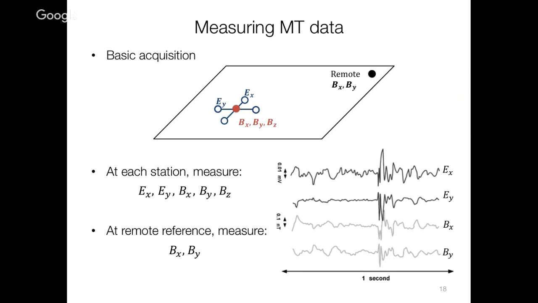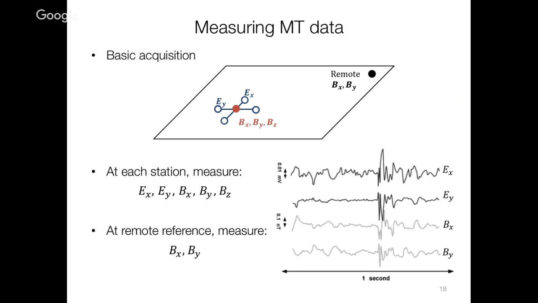Let's just talk briefly about measuring MT data. So the basic acquisition is something like this. You measure the E's and B's, and you'll have a remote reference. Remember, each station is just measuring a time series, right? So Ex, Ey, that's your time series. In this case, this happened to be a second, but over many hours. And then you've got data at a remote reference.